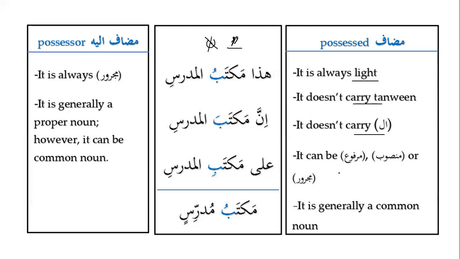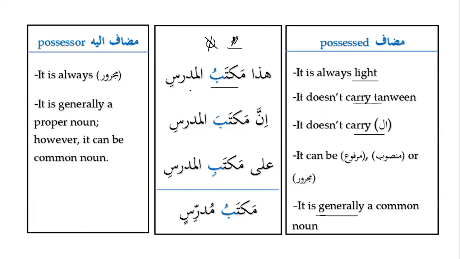And mudaf can be marfu, mansub, and majroor. And it is generally a common noun. As we can see here, maktabul mudarrisi. As we can see, it is light. It doesn't have al. It doesn't have tanween. And it is marfu. How do we know it is marfu? Because of the dhamma. Okay. And it's a common noun, as we can see here.